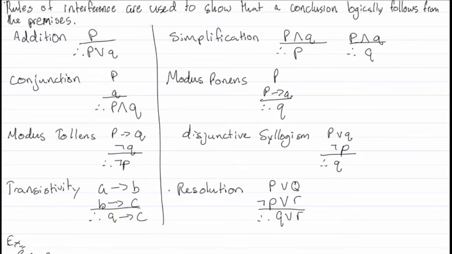So say you had a set of premises and you wanted to show that they do in fact lead to a conclusion, then you use these rules of inference. Since these are all valid as well, if you can successfully show that all your premises lead to the conclusion, you also know that your statement is a valid statement.